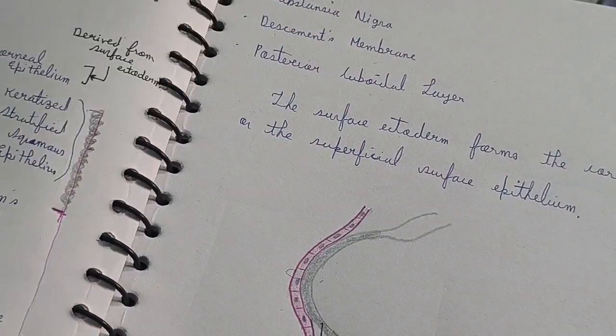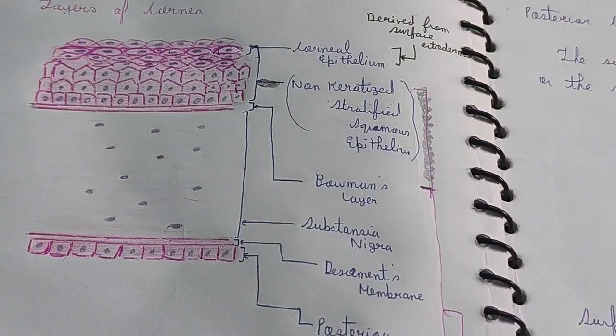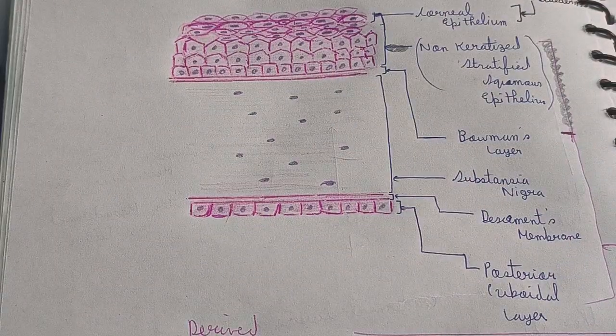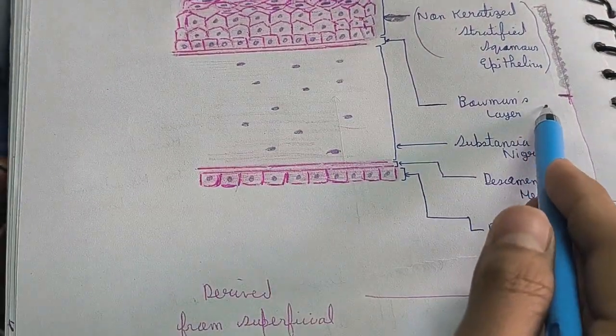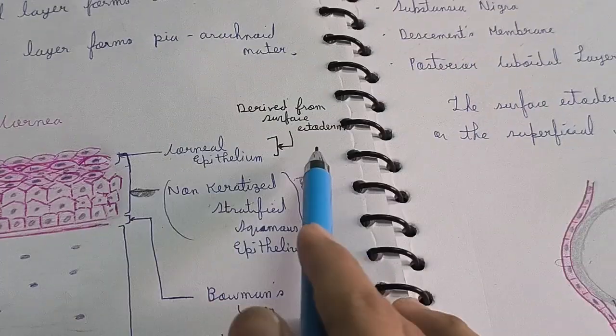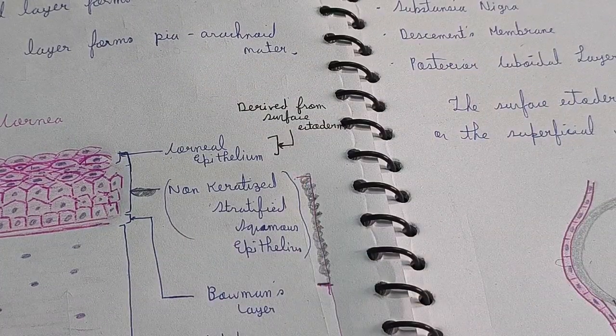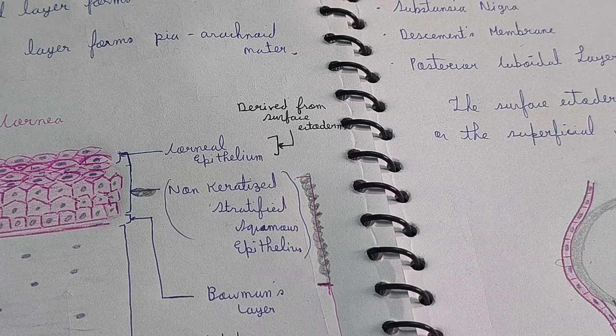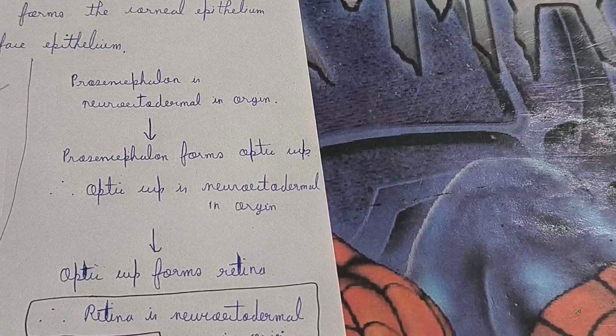But if you look at the cornea, it is derived from the mesodermal layers as well as from ectodermal layers. So the cornea is ectodermal as well as mesodermal in origin. I am going to write it down. A very important part.